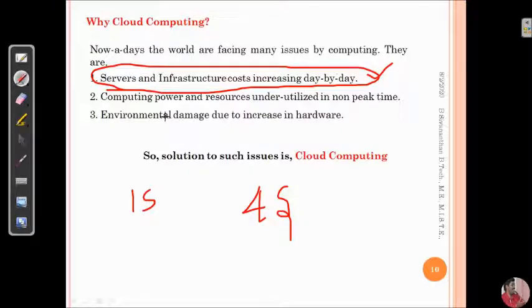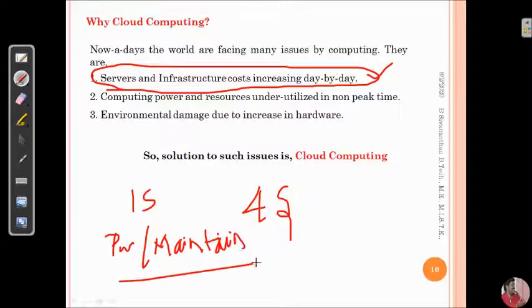Because we need to purchase as well as maintain, capital and operational expenses are involved in traditional computing. That is one of the biggest disadvantages in traditional computing.